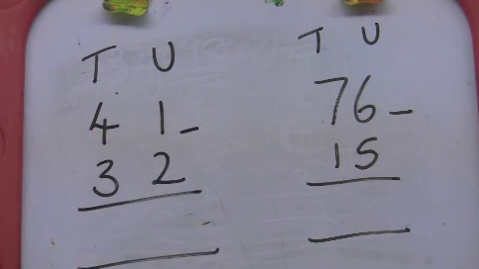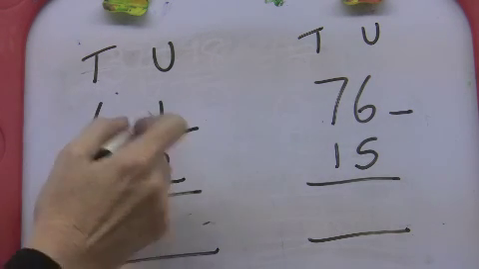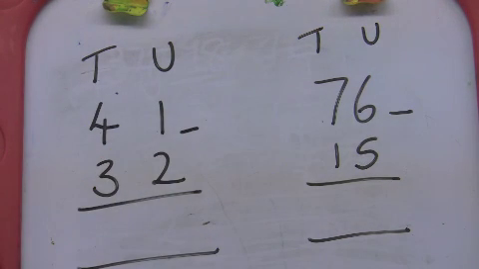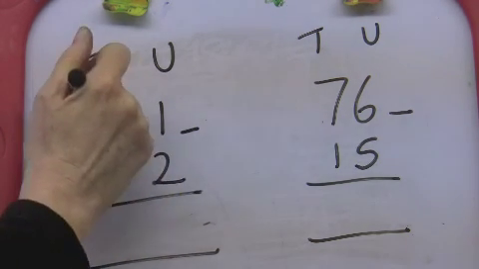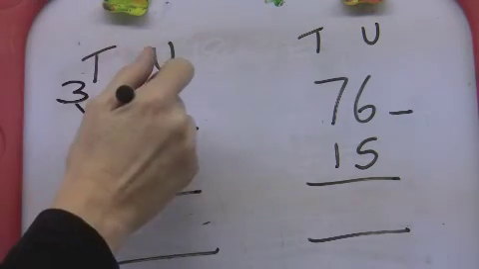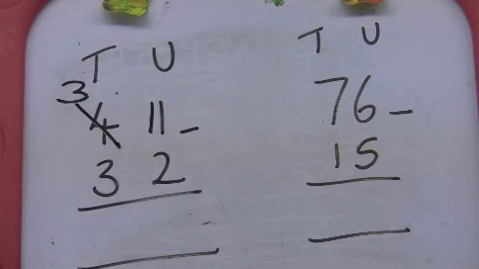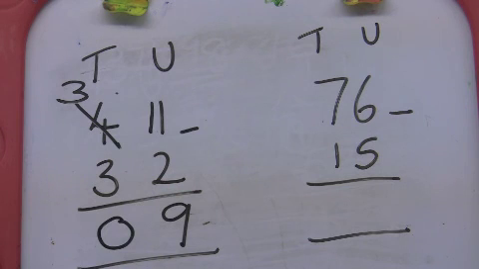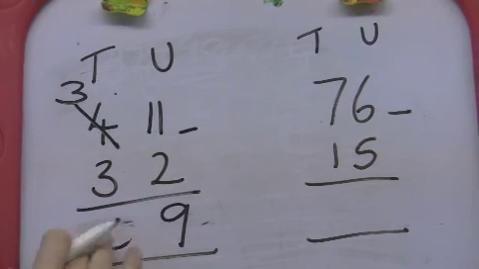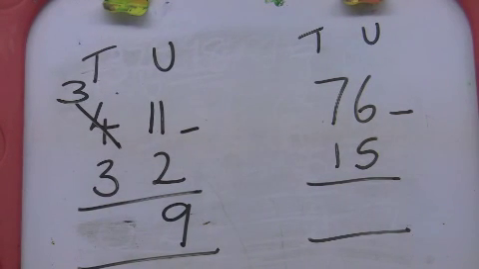41 take away 32. Starting with the units, 1 take away 2. Well, there's more on the floor, so I'll have to go next door and borrow a 10. That leaves me with 3 tens and 11 units. 11 take away 2 is 9. 3 take away 3 is nothing. And we don't need to write zeros in front of our numbers.